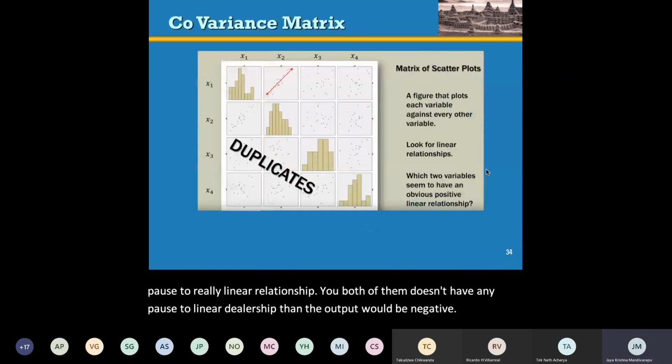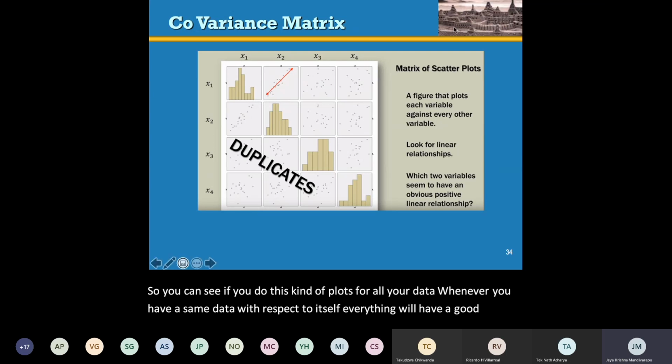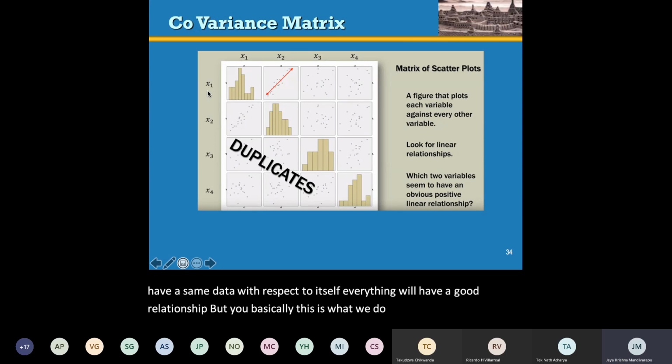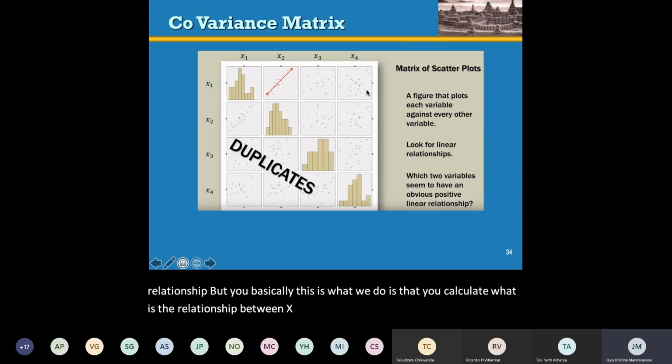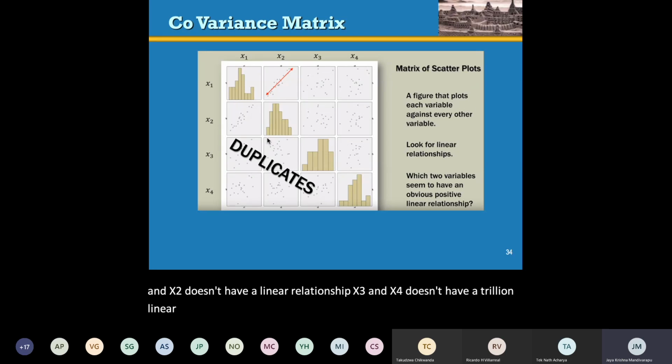Okay, so you can see, if you do this kind of plot for all your data, whenever you have the same data with respect to itself, everything will have a good relationship. But what we do is calculate the relationship between x1 versus the rest of the variables. In this case, x1 has a linear relationship with x2, but it doesn't have a good relationship with x3 and x4. Same, you can see in all the data points, if you have four columns, only x1 and x2 have a linear relationship. x3 and x4 don't have a linear relationship with respect to any other variables.